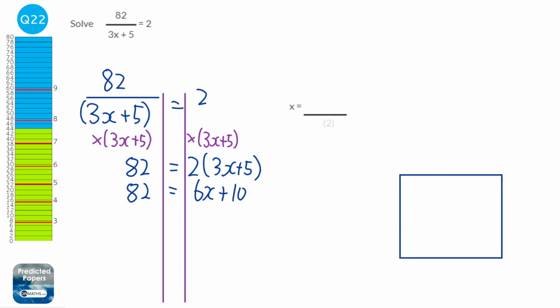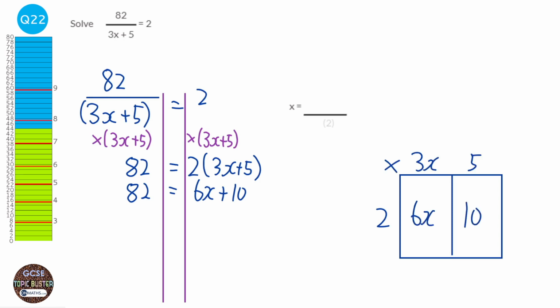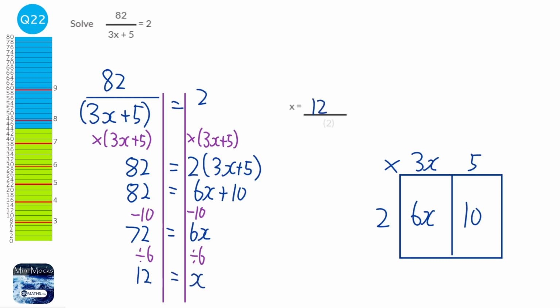Some of you might use this method, where we've got the 2 here, 3x plus the 5, and then we times them, so it's 6x plus 10. That's how we can do it. Any method you like. And then we're going to take away the 10 both sides, because we want x on its own. And so we've got 72 equals 6x. And then we're going to divide both sides by 6. And so we've got 12 equals x, or x equals 12.